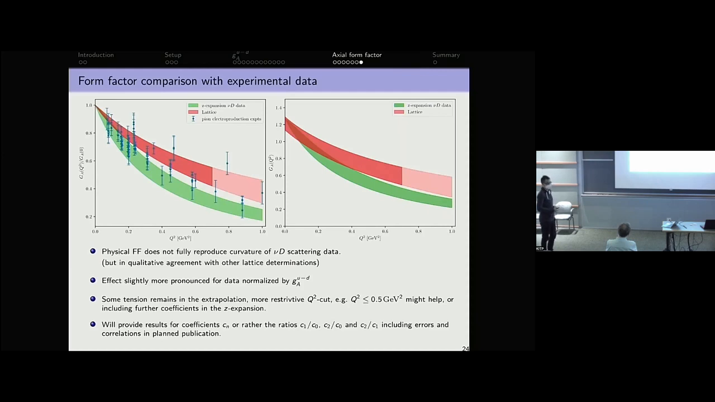What we are going to do in the end is provide results for these physical coefficients c_n, including all correlations, so anybody can take them and feed them into whatever procedure they like.